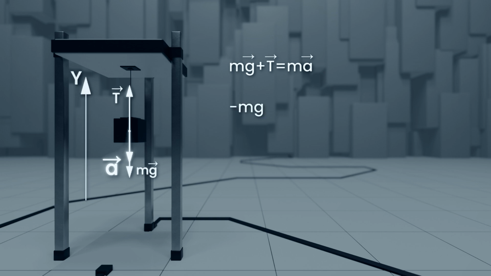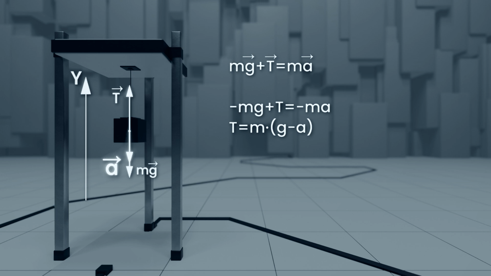The gravitational force is directed opposite to the axis, so its projection is negative. The tension force is aligned with the axis, so its projection is positive. The acceleration is opposite to the axis, so its projection is negative. From this equation it's easy to express the tension force. Notice that in this case it's less than the gravitational force. The magnitude of the tension force is exactly equal to the apparent weight.